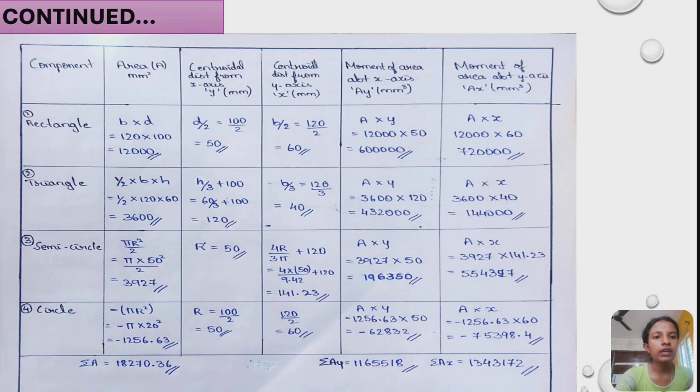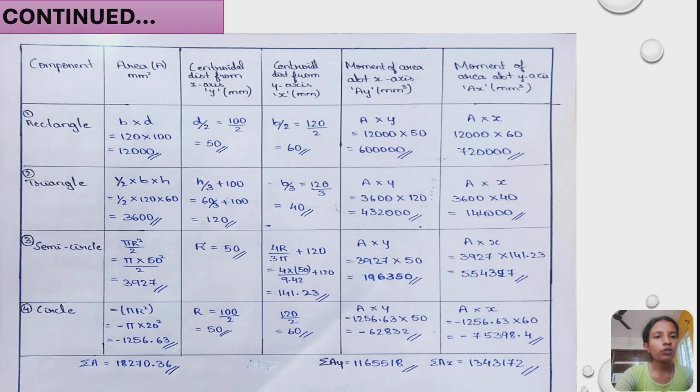Moment of area about x-axis, that is ay, where a is area and y is centroidal distance from x-axis: minus 1,256.63 into 50 gives minus 62,832. Moment of area about y-axis, that is ax, where a is area and x is centroidal distance from y-axis: minus 1,256.63 into 60 gives minus 75,398.4.